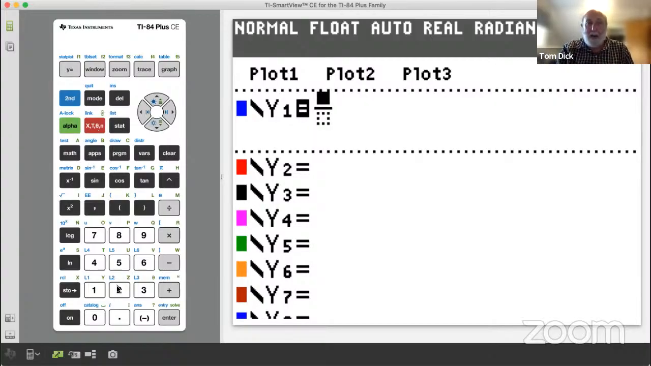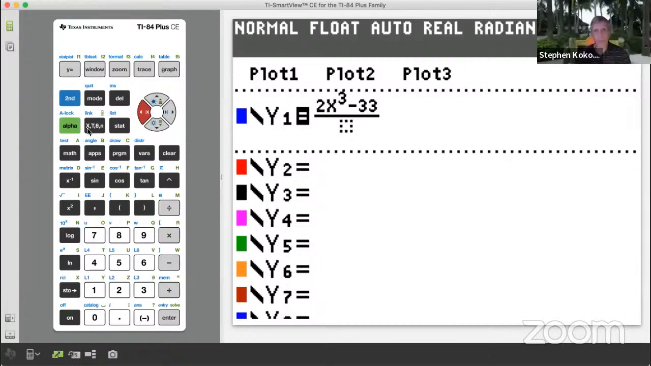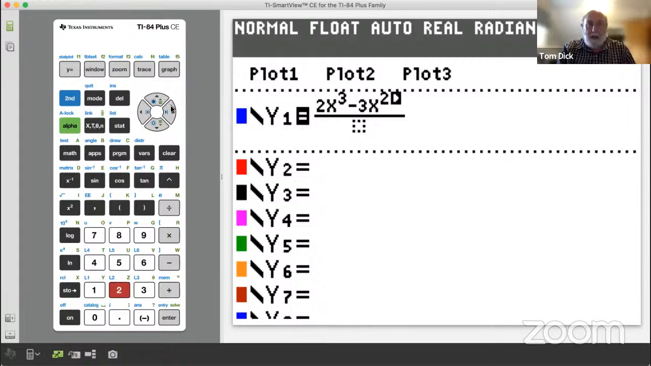So I'll go ahead and enter my numerator here, which was 2x cubed minus 3x squared. Oops. And then we've got a plus 7. And then I just hit the down arrow to move downstairs into the denominator. So we can put the expression that's down there, which is just x minus 3.